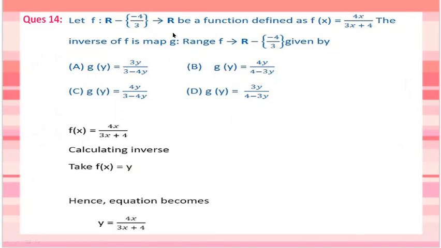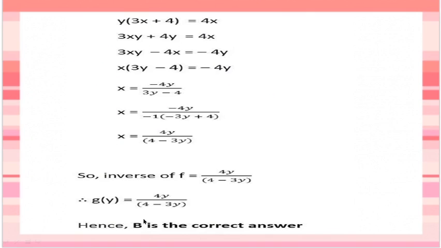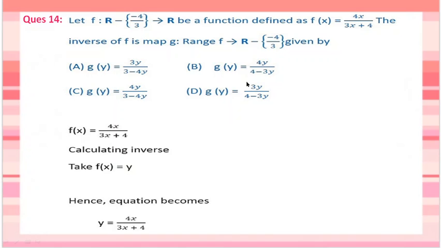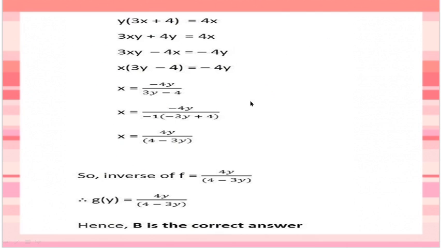Question number 14, here the function is given as 4x upon 3x plus 4. Domain and codomain are given. Now we have to first of all find the inverse of f. So first of all let's find the inverse. Write f(x) equal to y, then calculate x in terms of y. This is 4y upon 4 minus 3y. So which option is correct? 4y upon 4 minus 3y. It means option B is correct.